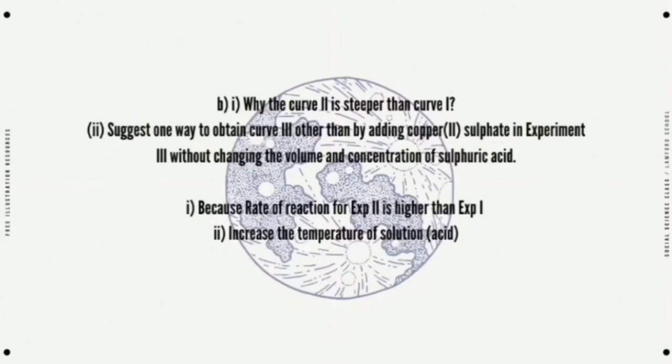B1. Why is curve 2 steeper than curve 1? B2. Suggest one way to obtain curve 3 other than by adding copper(II) sulfate in experiment 3, without changing the volume and concentration of sulfuric acid. The answer for B1 is because the rate of reaction for experiment 2 is higher than experiment 1, while the answer for B2 is to increase the temperature of the solution.